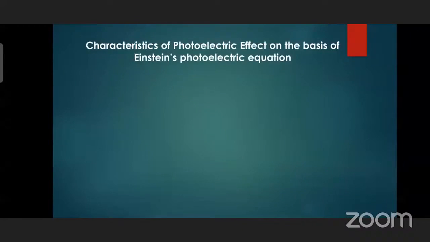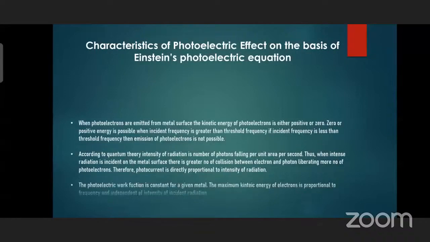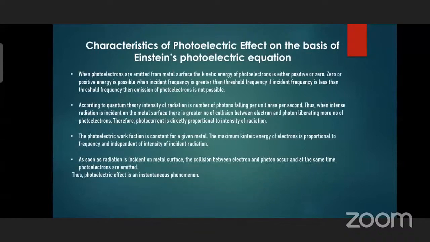So now let's see the characteristics of the photoelectric effect on the basis of Einstein's photoelectric equation. When photoelectrons are emitted from the metal surface, the kinetic energy of photoelectrons is either positive or zero. Zero or positive energy is possible when the incident frequency is greater than the threshold frequency. If the incident frequency is less than the threshold frequency, then emission of photoelectrons is not possible.